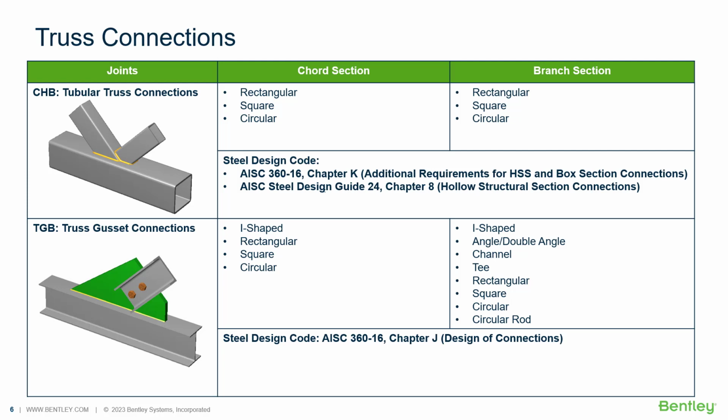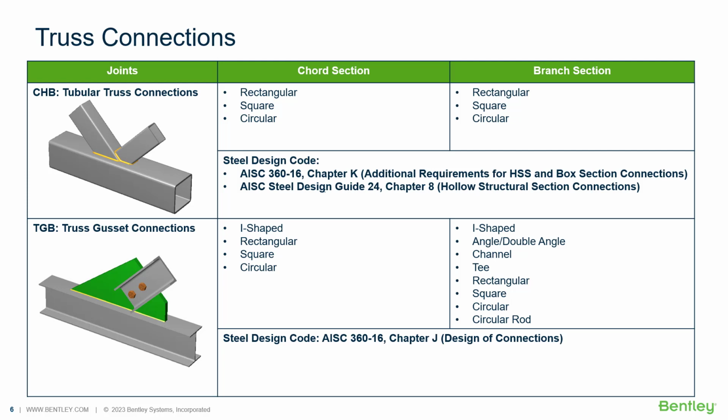For a tubular truss connection, we would call this a CHB in RAM Connection. When you're designing this, it means that your chord members, your top chord, bottom chord, along with your branch sections will be all hollow structural sections. They can be rectangular, square, or circular sections, and it is important to note that the branch sections should all be of the same shape. So if all of your branches are all round or all of them are square or rectangular, that's what we're looking for in a tubular truss connection.